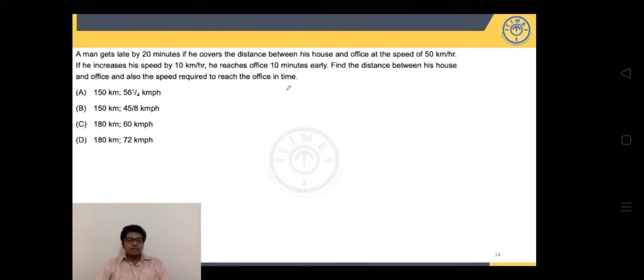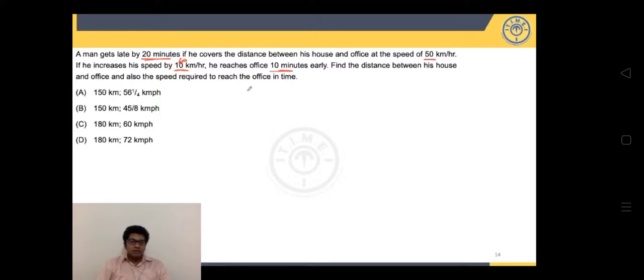Let's see the next question here. A man gets late by 20 minutes if he covers the distance between his house and office at a speed of 50 kilometers per hour. Okay, so I'm late by 20 minutes if I travel at 50 kilometers per hour. If he increases the speed by 10 kilometers per hour, which means the speed is becoming 60 kilometers per hour, he reaches the office 10 minutes early. Find the distance between his house and office and also the speed required to reach the office in time.